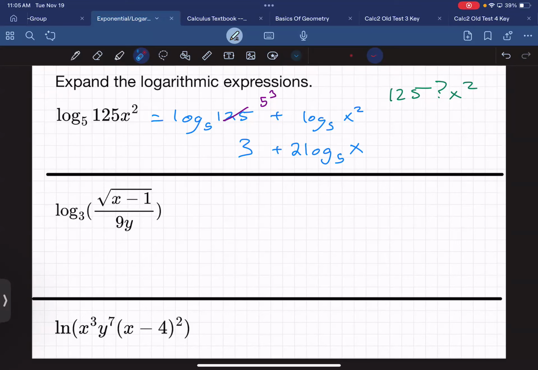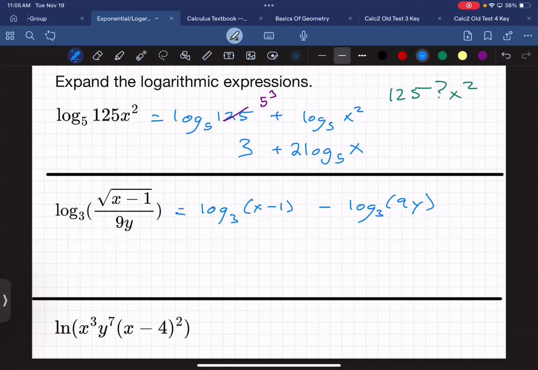All right, moving on to the second one now. What's one thing that I put differently on the second one that I had to be careful of? I got a square root involved we're going to have to deal with, right? But I also got division, right? So let's deal with that division first. So we're going to put log base 3, and we're going to do the square root first, minus log base 3 of the 9y.